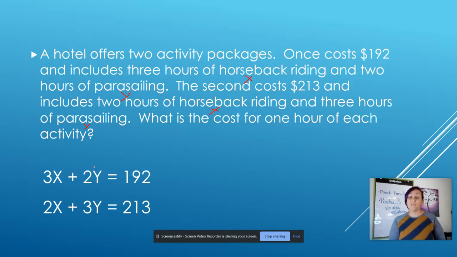Again, in this problem, we're solving for how much it costs. So we're going to figure out how much does it cost for 1 hour of horseback riding, and that would be my X. And then how much does it cost for 1 hour of parasailing, and that would be my Y. This is the end of our notes.